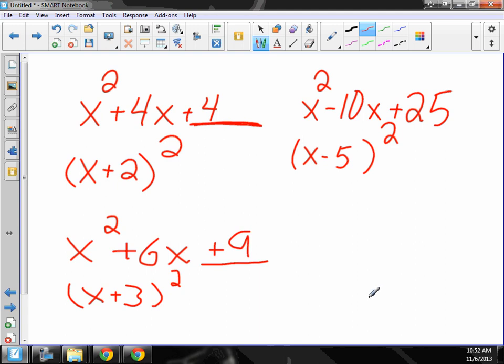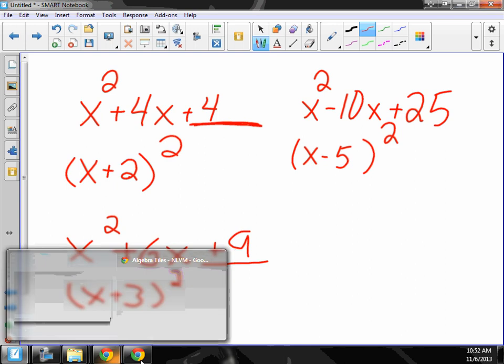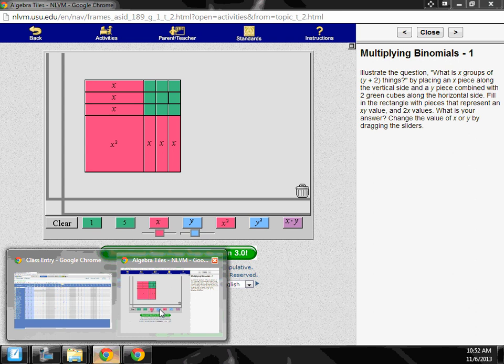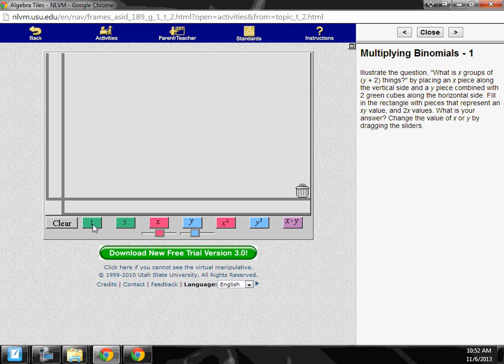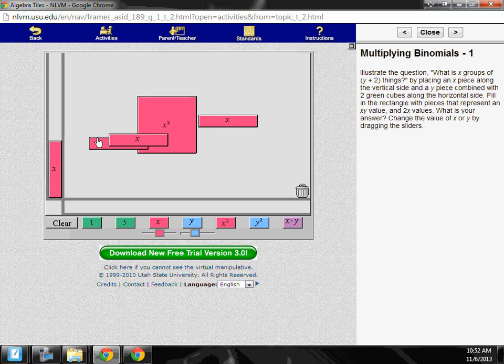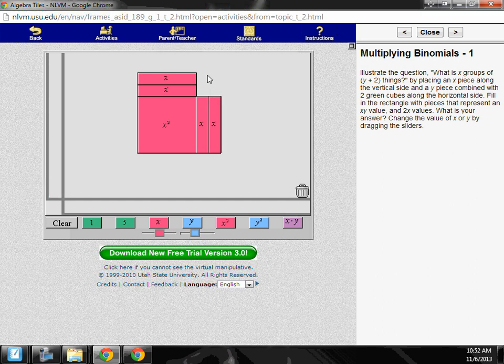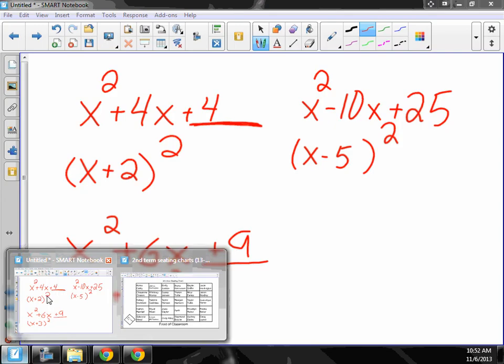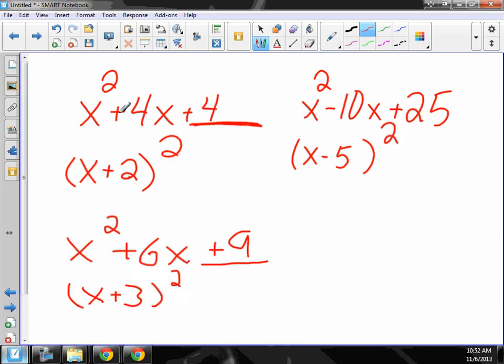Does that make sense? So if I tried to do this problem here, so clear that out. Here's my x squared, and I'm going to add 4 x's. So I'm going to try to create a perfect square. How many singles do I need to make it a square? 4. Is that what I had? Yeah. x squared plus 4x plus 4.